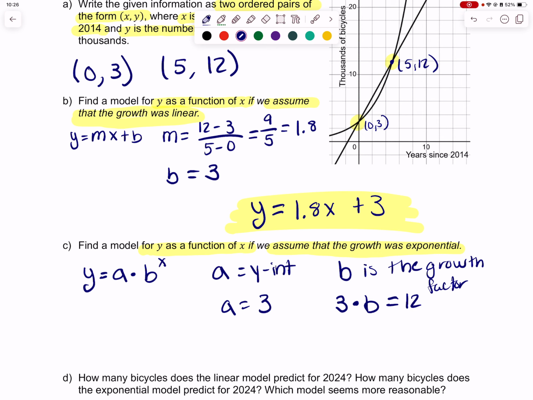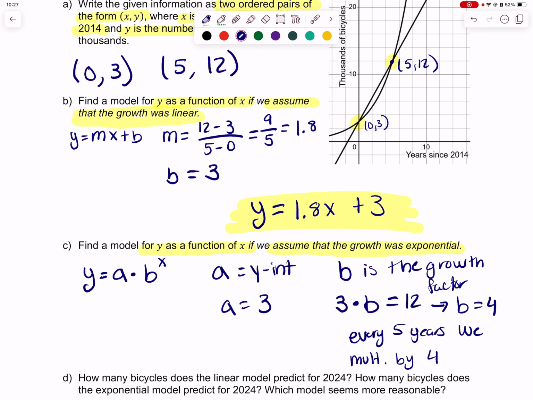Well, I can solve this equation here, divide both sides by 3, and we get that b is equal to 4, that is our growth factor. This part here means that every 5 years, we multiply by 4. And it's 5 years because that ordered pair 5, 12 means that it took 5 years for us to be able to multiply by 4 for our situation.